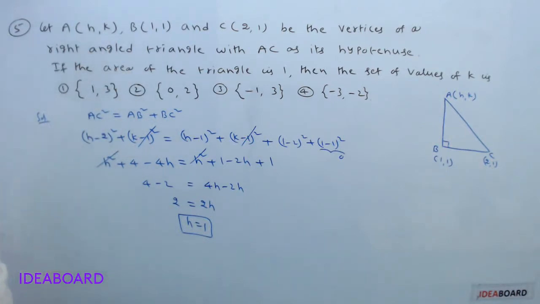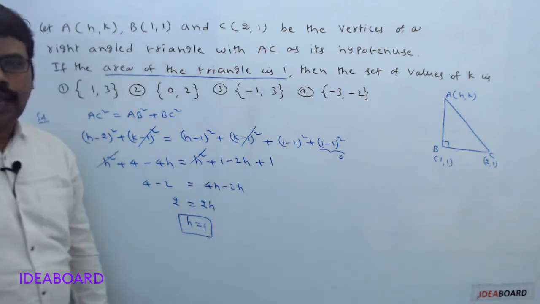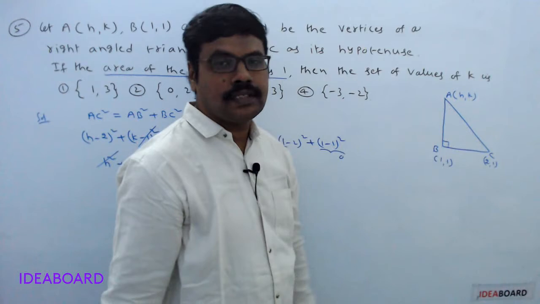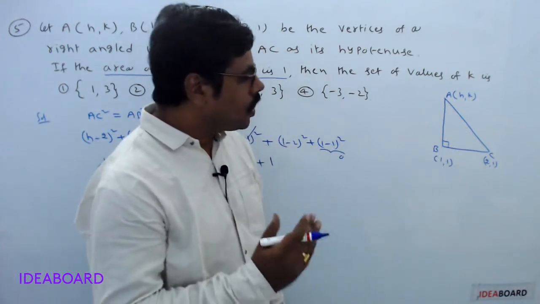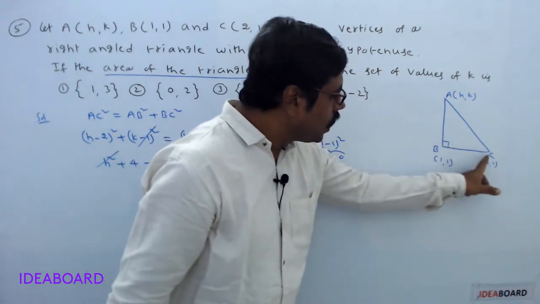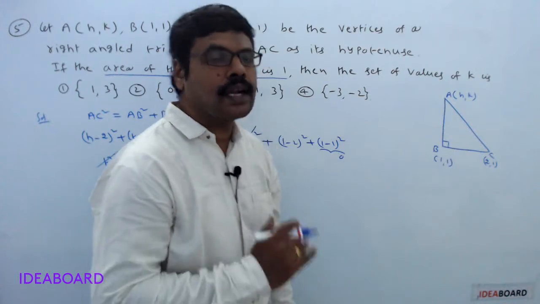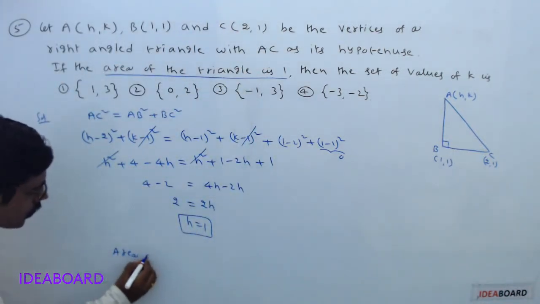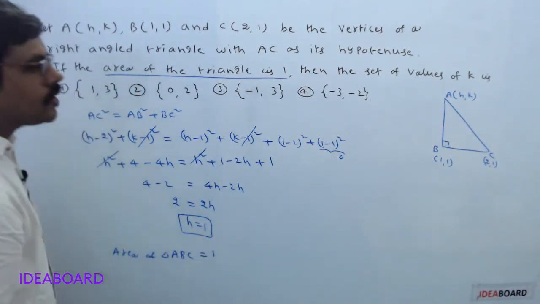Now one more condition is there in your given data, that is area of the triangle is 1. Now from this diagram, area of triangle ABC is nothing but half into base into height. So half into what is the base value? BC. Height value AB. Now apply the second condition. So given that area of triangle ABC is equal to 1 square unit.